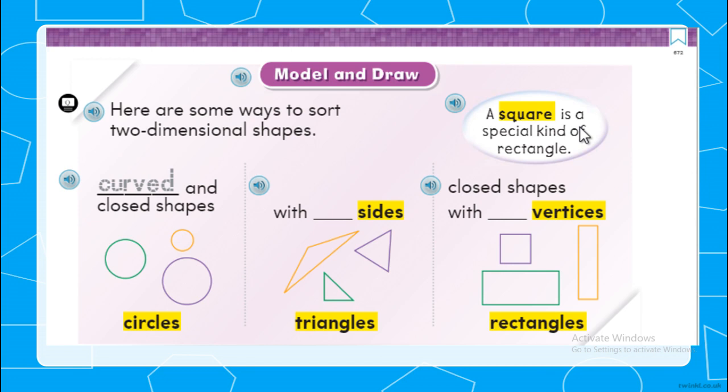Here are some ways to sort 2-dimensional shapes. You can see if they have curved sides, like circles have curved sides. You can see how many sides they have, and you can sort them according to that. All of these shapes in this group have 3 sides. They are triangles. And here you can sort them according to how many vertices they have. All of these shapes here have 4 vertices. We can call them rectangles. Even the square, I can call it a rectangle.